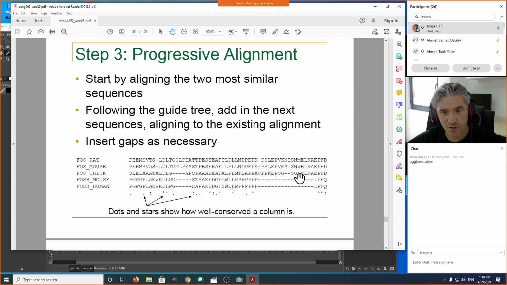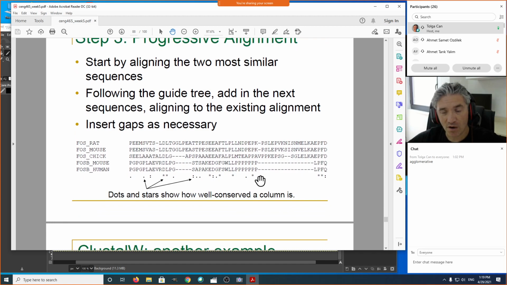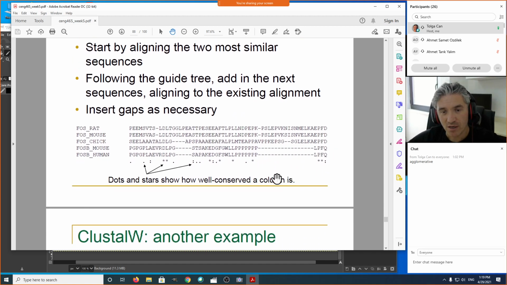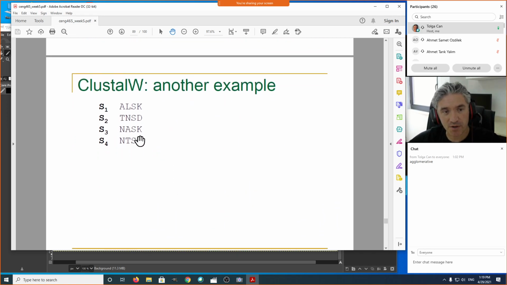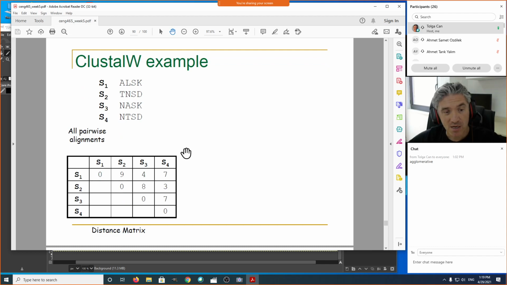Sometimes the results show us which parts are more conserved. So the dots and these stars in the columns show how conserved the column is. So it gives you an idea about how good the alignment is. Here's another example of ClustalW, with 4 sequences. We first get the pairwise alignments. This time we get the distance matrix. As I said, whether it's similarity or distance is not that important. One can be converted to the other.